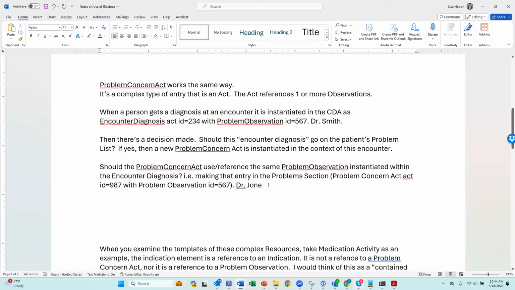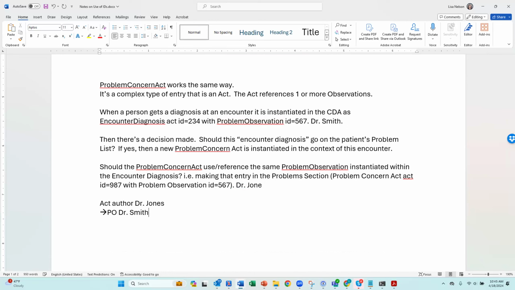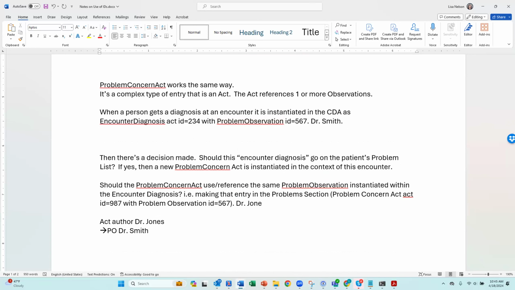And would Dr. Jones actually be putting an act where the author is Dr. Jones, which would include the problem observation that was by Dr. Smith? So now you're saying the parent acts have different authors, but the observations themselves are still the same?